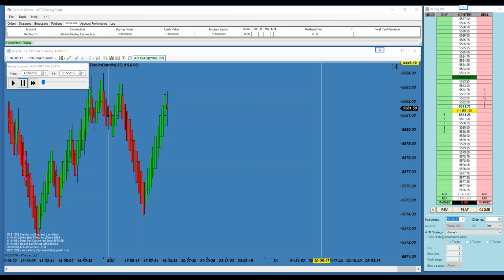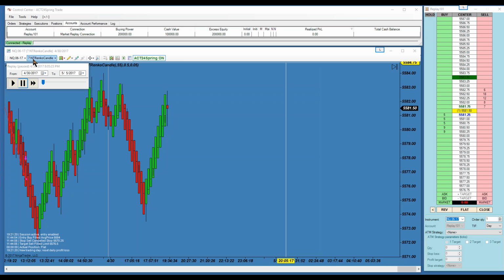Now we will be trading the week of 4:30 to 5:05. So that is last week. Today is actually May 8th. It's Monday. And our system ran and did fine today. It hit 2 full wins. So we were happy with that.